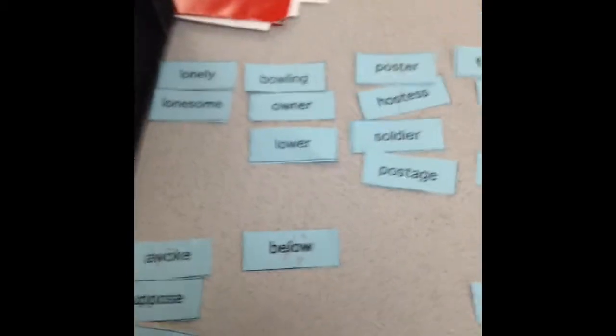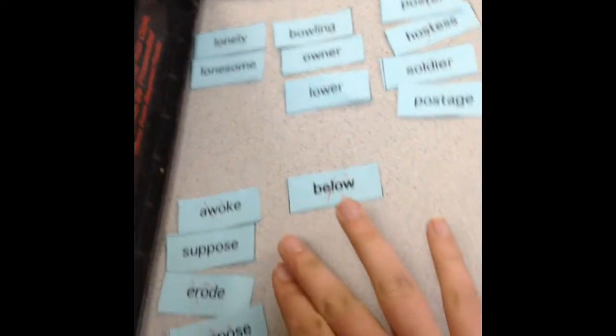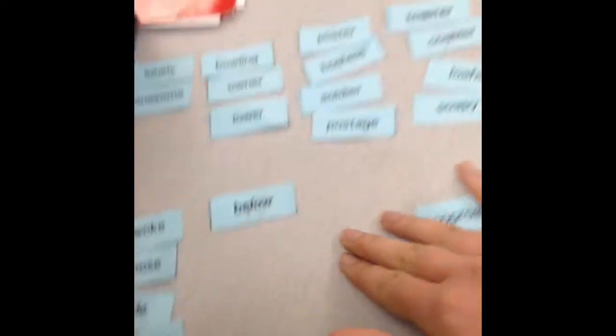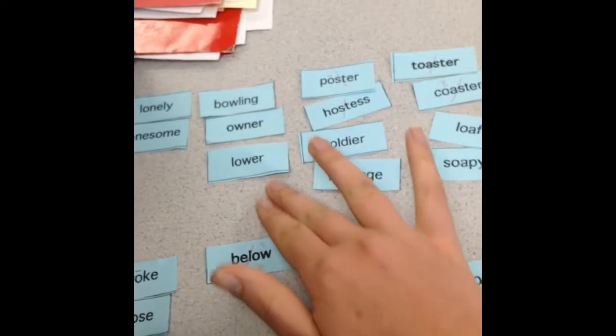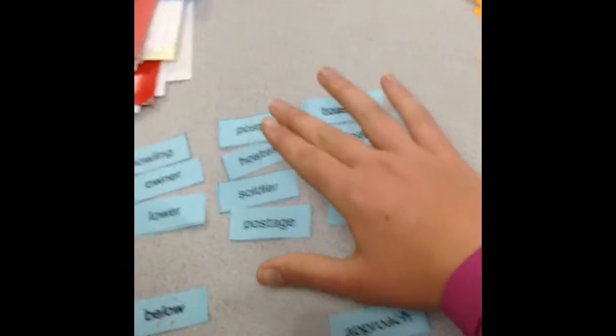All right, so what you should end up having is something that looks like this, where you've got your vowel, consonant, E creating the long O. And so we've got lonely, lonesome, awoke, suppose, and a bunch more. You'll see that again in a minute, so don't worry. Then we've got the OW. Here's our first syllable, second syllable.